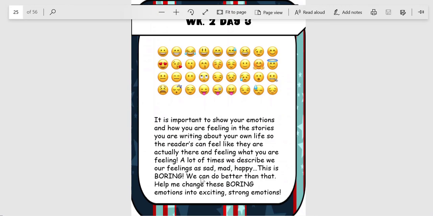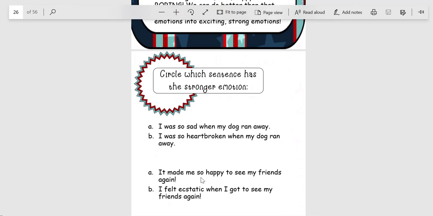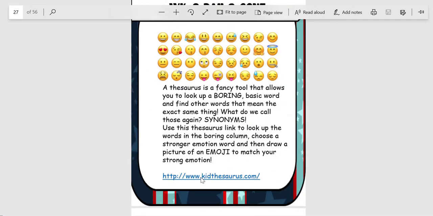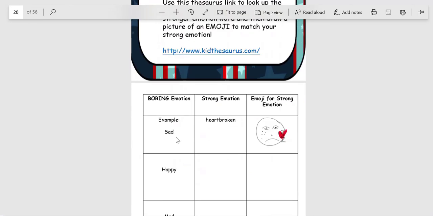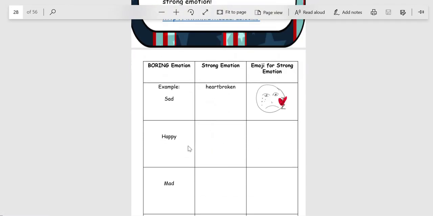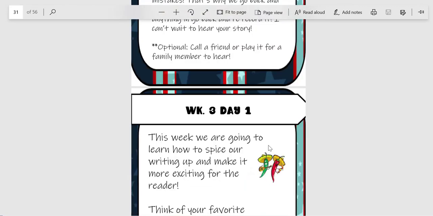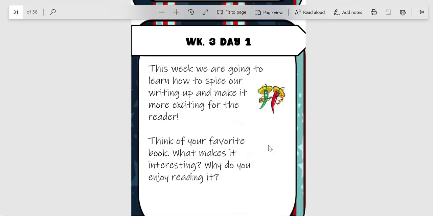Following that, they're going to be looking at emojis. Our kids loved this activity. Just thinking about, well, how do you create stronger emotions in your writing? And then they're going to be looking at some kind of boring words, and then they're going to use this thesaurus online to figure out what's a better word for happy, what's a better word for mad, and then is there an emoji that would really bring that emotion out? Okay. Then they're going to go back in their writing and try to add more emotion. So it's all about teaching them a skill, and then they're going back into their writing to really edit it and elaborate and add more details in.